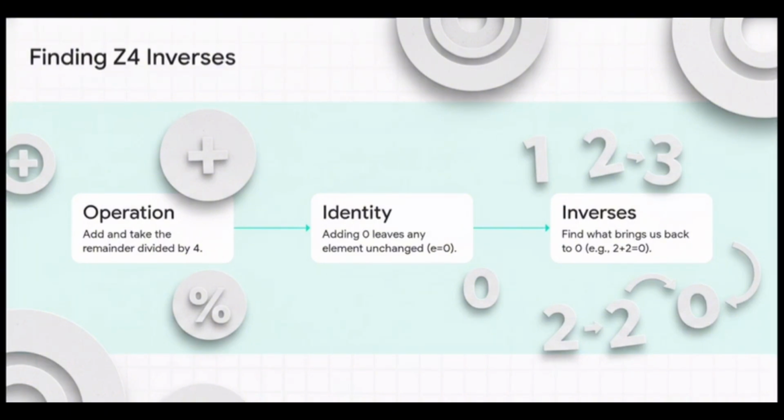So 3 is the inverse of 1. But look at the number 2. 2 plus 2 is 4, which gives a remainder of 0. This means the number 2 is its very own inverse. No way, right? To undo the action of 2, you literally just do 2 again.